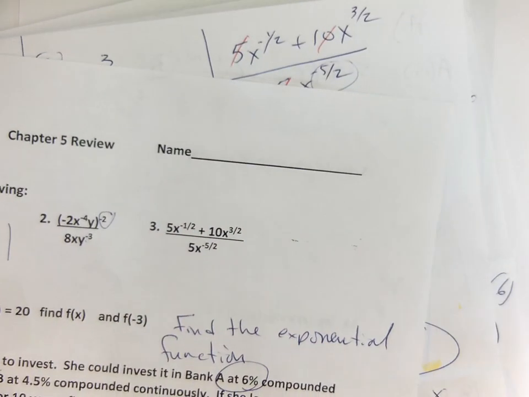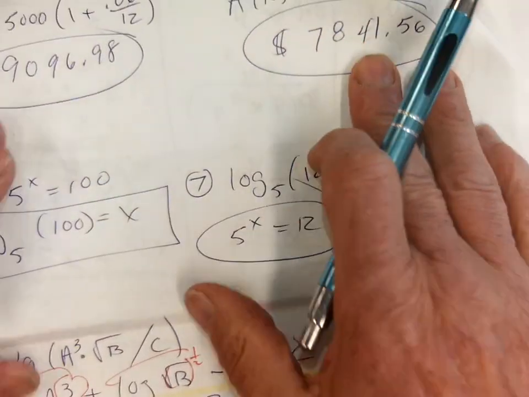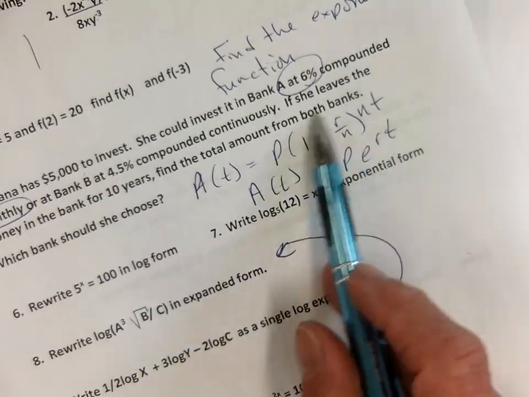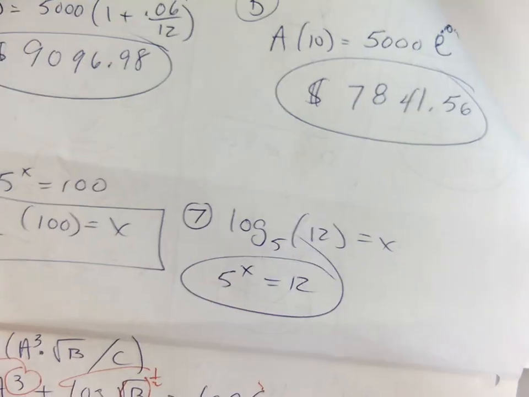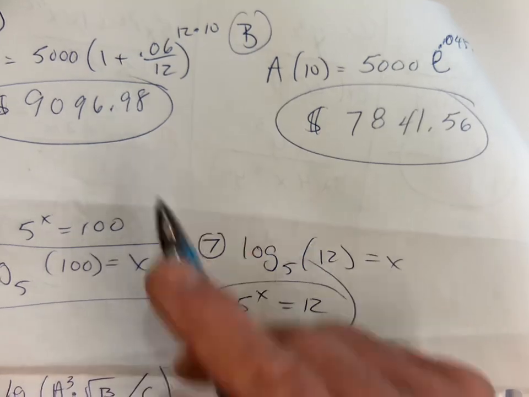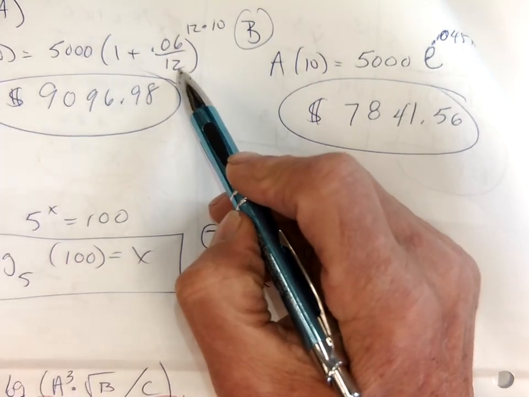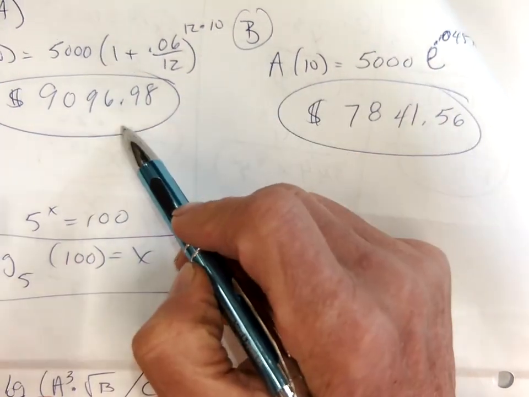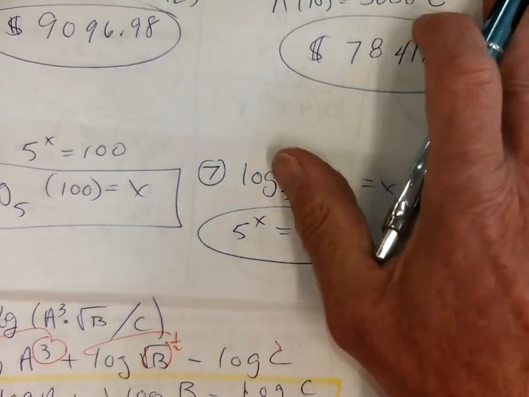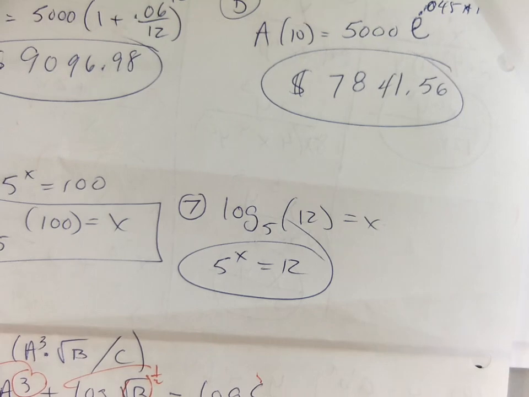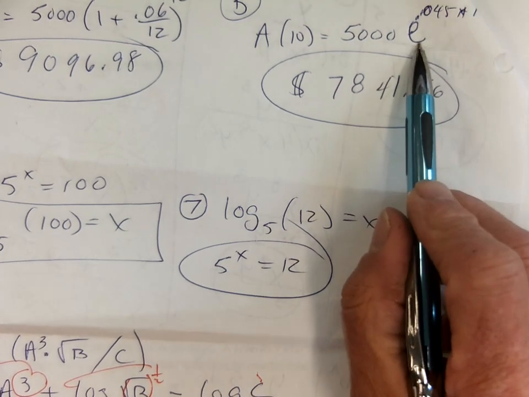On 5, my banking, I just had to remember the formulas. So the formula I have here in my notes, I've got both these banking formulas in my notes. And I used it for Diana and her bank. She put in 5,000. 1 plus 6% for 12 months, because it's monthly, for 10 years. And I used my calculator. And I got $9,096.98.